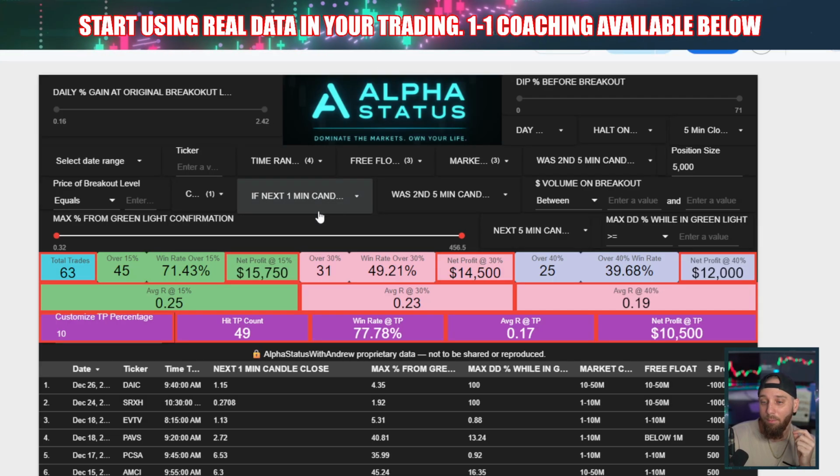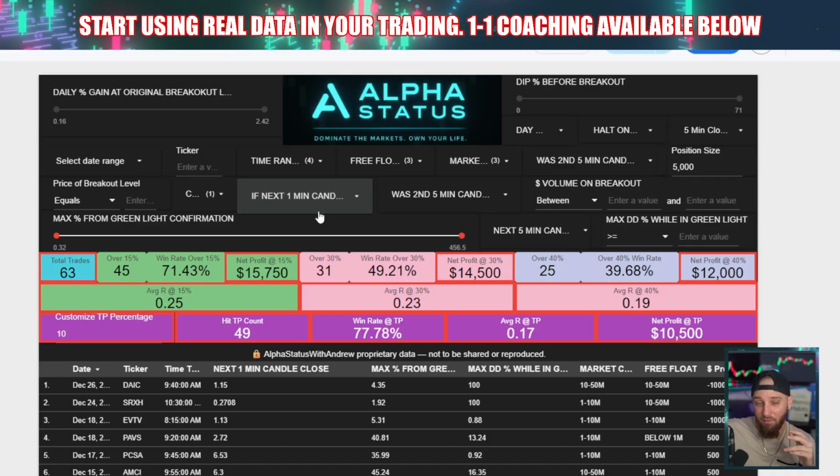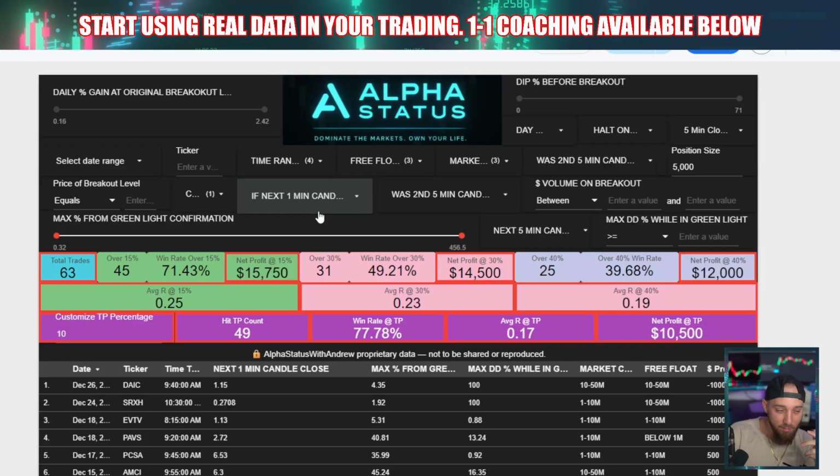And this is all backed by data. I didn't cherry pick this. I went through every single breakout and I made sure I tracked every single one. I'm at the computer every single day from 7 a.m. all the way till 4 p.m. I spent hours updating my spreadsheet. I spent hours creating this piece of software.